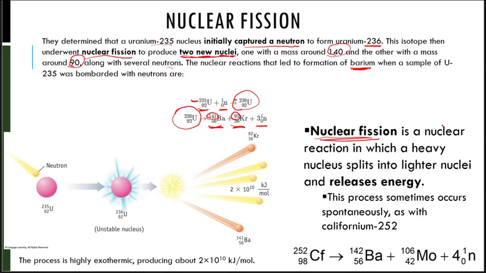Nuclear fission is a nuclear reaction where a heavy nucleus splits into lighter nuclei and releases energy. This process is highly exothermic. It produces about 2 times 10 to the 10th kilojoules of energy per mole. And this process sometimes occurs spontaneously, like with californium-252. We can see that this process breaks into 2 smaller nuclei and 4 neutrons.